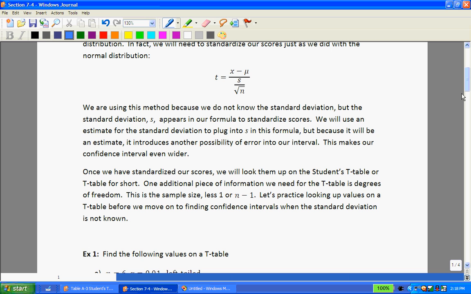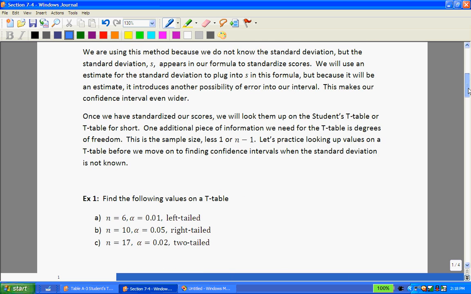One additional piece of information we need to look up something in the t-table is degrees of freedom. We didn't have to do that with the standard normal table, but we do have to do it here with the student's t-table. The degrees of freedom is the sample size less 1, or n-1. So before we get to worrying about confidence intervals, let's practice looking up values on a t-table.